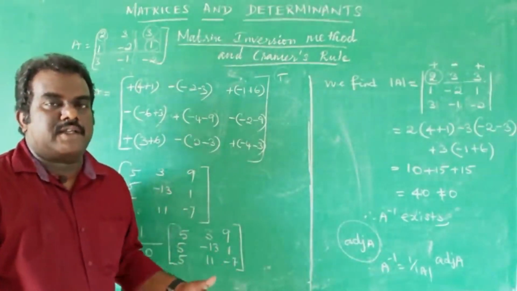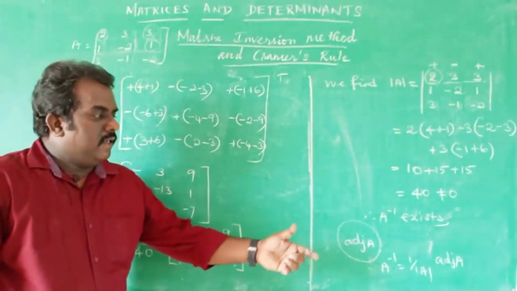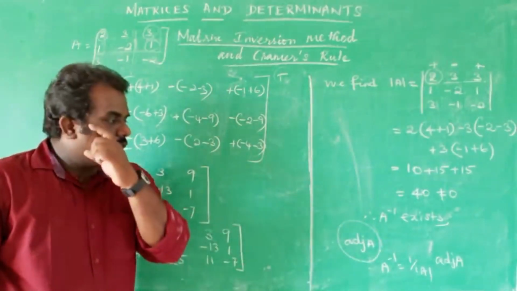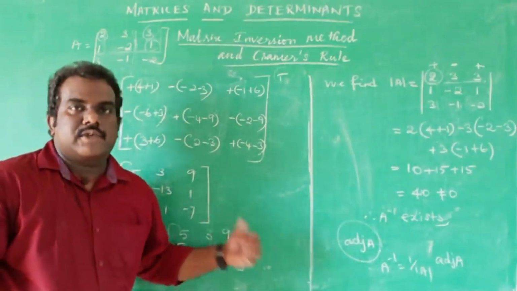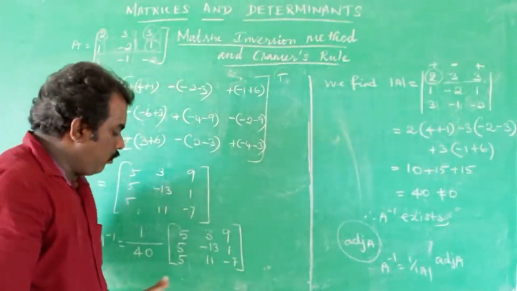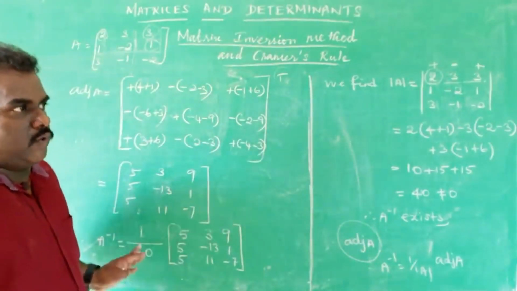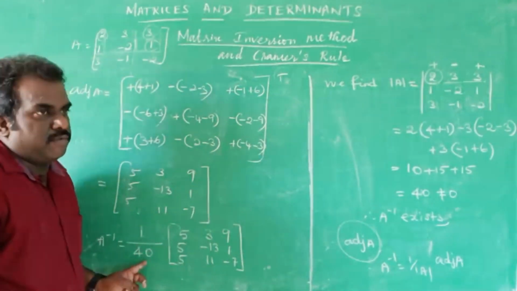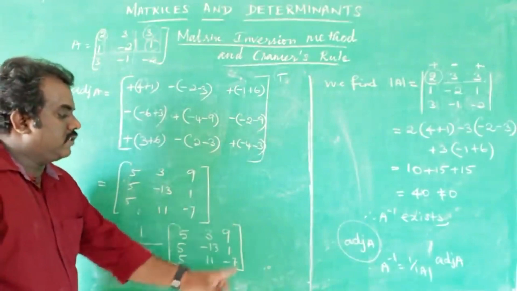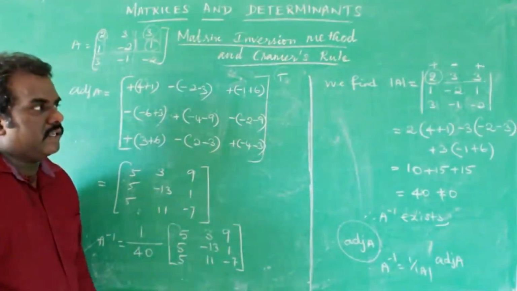I am taking the coefficient matrix. At the same time, I take the determinant of the given coefficient matrix. If the determinant is not equal to 0, then A inverse exists. Then next we can go for adjoint A. Finally, I found that A inverse. What is A inverse? 1 by determinant A into adjoint A. So 1 by 40, here the determinant value is 40. At the same time, I wrote the adjoint value also. Now we finished our A inverse.